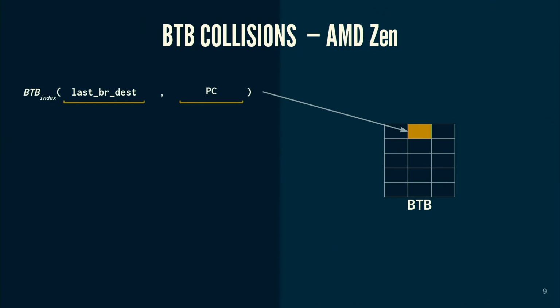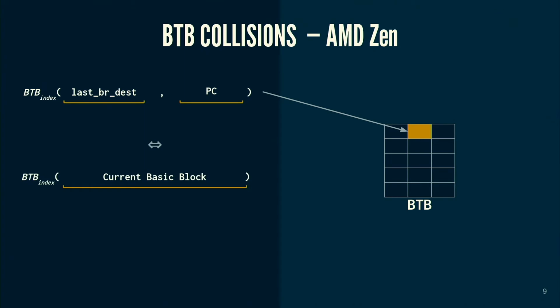This is known on Intel since the old Spectre paper, but we were looking at this on AMD, and we found that there we only need to take into account the last branch destination and the program counter. The last branch destination, you can think of as the beginning of a basic block, and the program counter is where the next branch source is. So we think of it like a basic block.